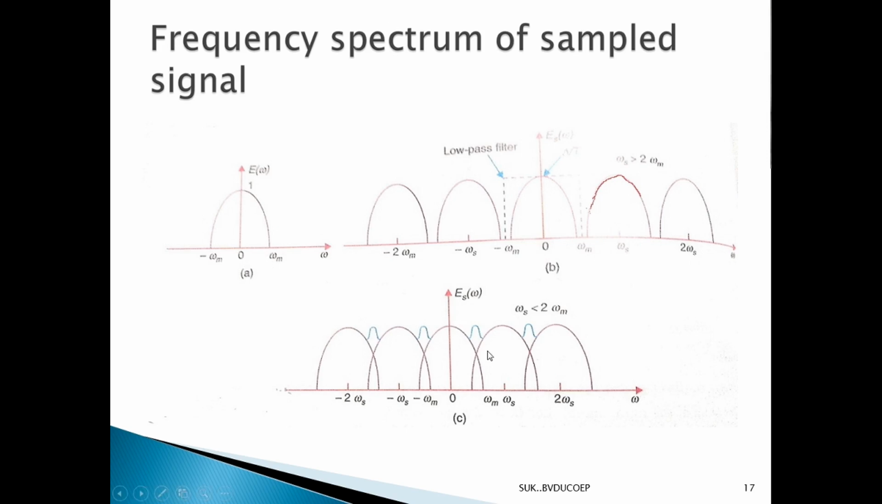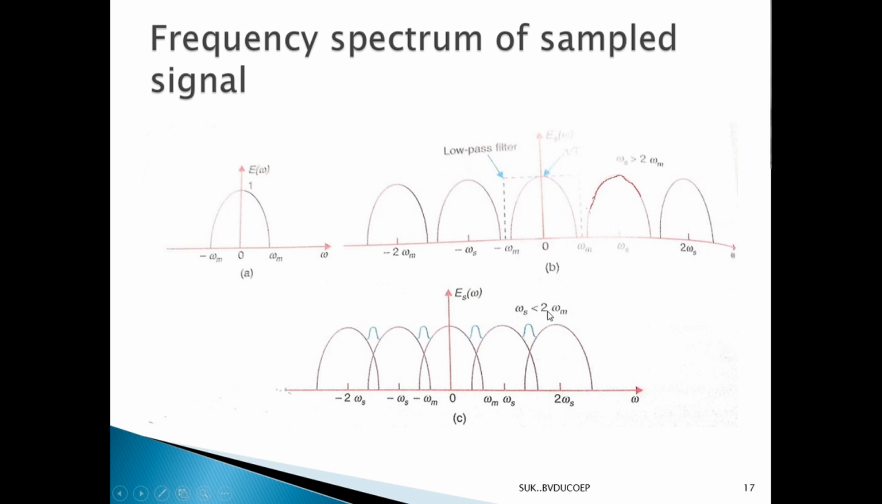Now here, when the sampling frequency is more than double the signal frequency, this is the sampling frequency, this is the signal frequency, so the sampling frequency is more. Now what happens? Here there is a low pass filter, and you can see the frequency band is observed correctly.